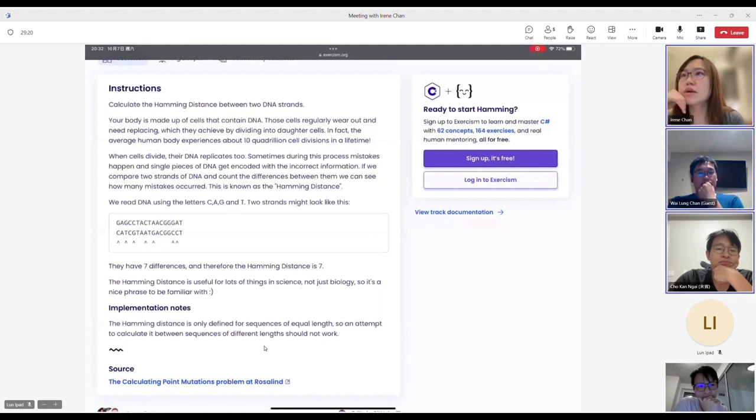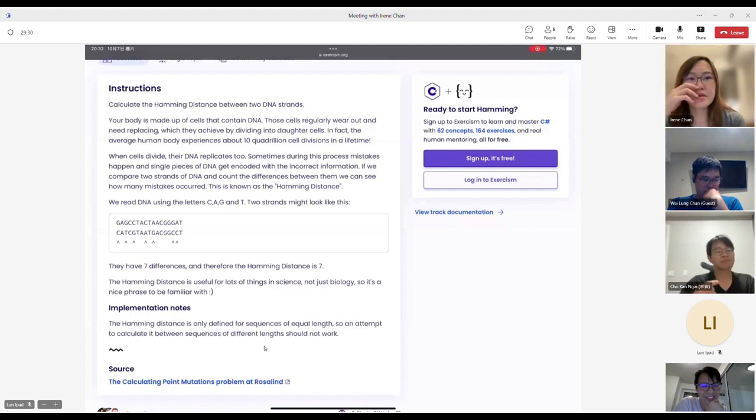I don't know how to compare the string by a specific digit, like a specific place. Array, maybe, but I think they will give you only a string. The string is GAGCCT. You have to convert it into an array and then compare it one by one, right?